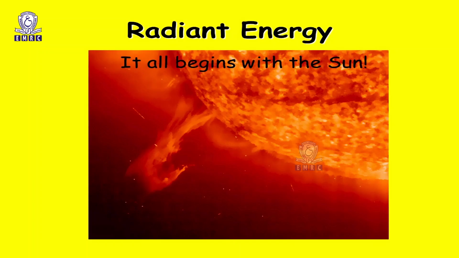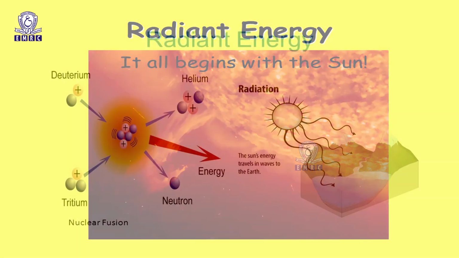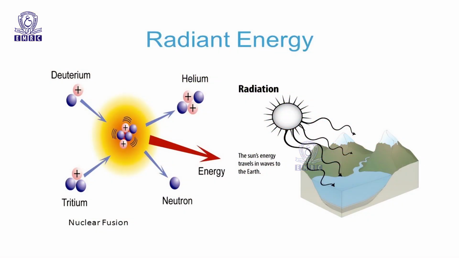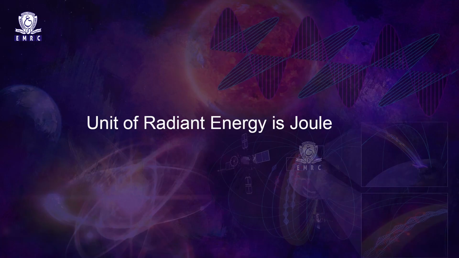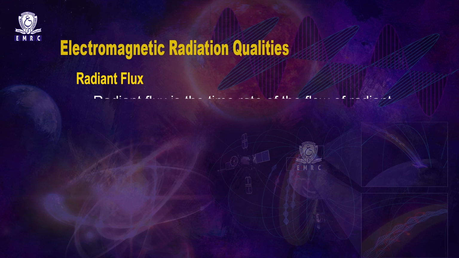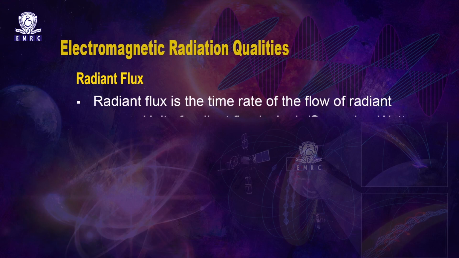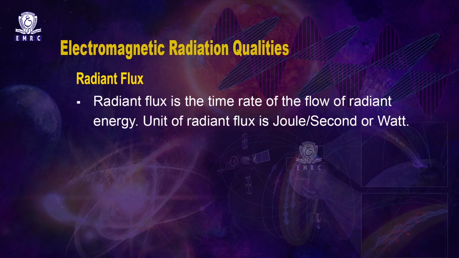Electromagnetic radiation qualities. Radiant energy is the energy carried by electromagnetic radiation. Radiant energy causes the detector element of the sensor to respond to electromagnetic radiation in some appropriate manner. The unit of radiant energy is the joule. Radiant flux. Radiant flux is the time rate of flow of radiant energy. The unit of radiant flux is joule per second or watt.